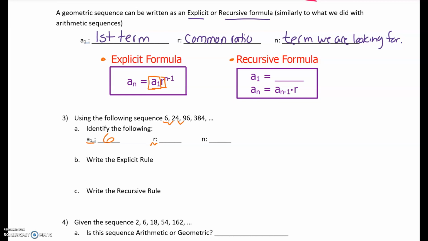Okay. If you're not sure, remember back from day 1 lesson, we said that we could always take the second number and divide by the first number. So if you're not sure what to do, take your second number and divide it by your first number. You're going to see here that this is a 4.